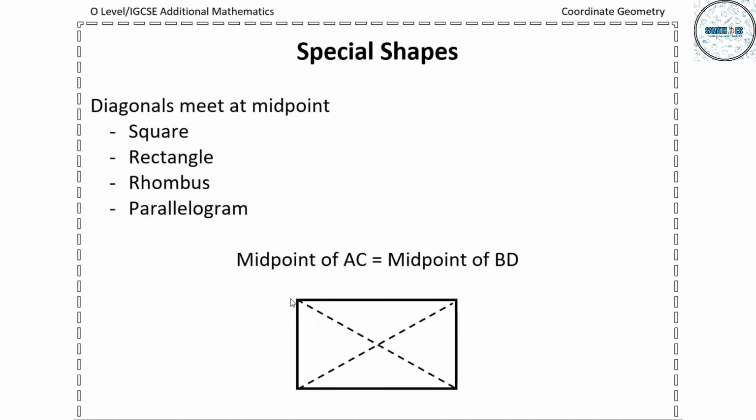Like if this is the rectangle A, B, C, D, then the diagonals are AC and BD. The midpoint of AC and the midpoint of BD, they meet at this point, right? Whatever the midpoint of AC, it is equal to the midpoint of BD. And we use this property to find out the coordinates of the fourth vertex. We will do the question related to this.